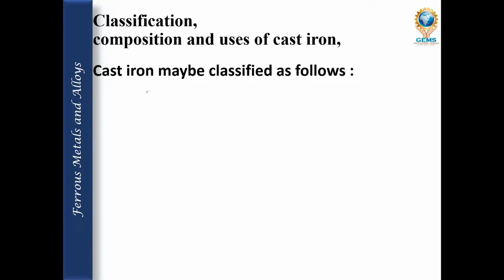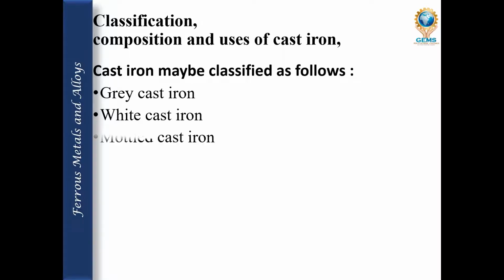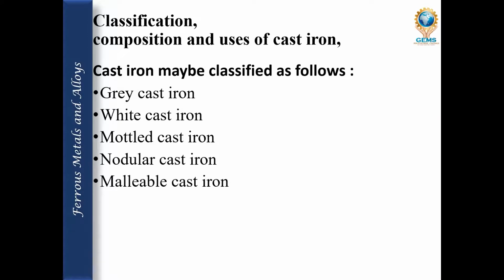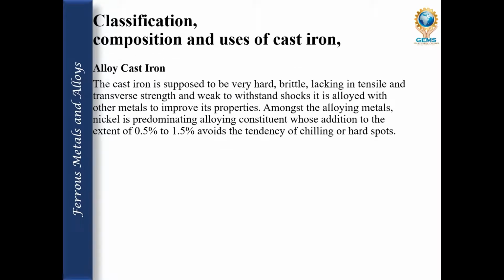Cast iron may be classified as grey cast iron, white cast iron, mottled cast iron, nodular cast iron, malleable cast iron, and alloy cast iron. The first one we're going to see is alloy cast iron.